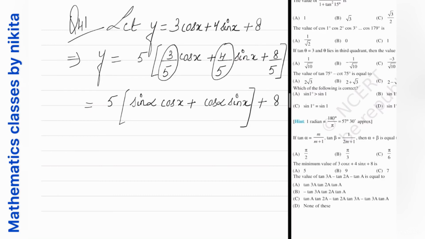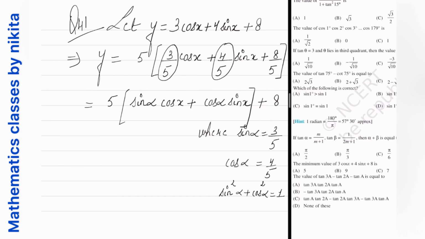because 5 into 8 by 5 will give you 8. So where sin alpha is equal to 3 by 5 and cos alpha is equal to 4 by 5. And you can check that sin square alpha plus cos square alpha is equal to 1, because you will get 9 plus 16 divided by 25. So you will get 1.